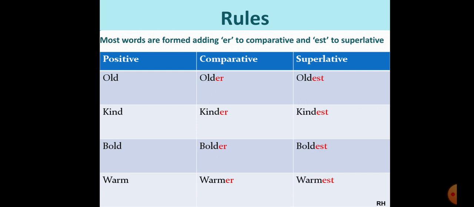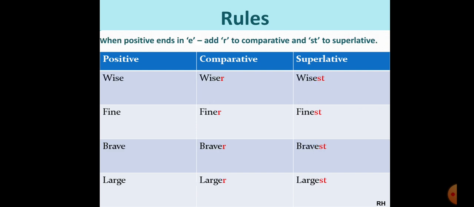Let's look at the other rule. When the positive word ends in E, okay, you can see in wise the word is ending with E. So what we will do, we will not add ER and EST, we will simply add R to comparative and ST to superlative because we already have E at the end, right? So wise becomes wiser in comparative and wisest in superlative. You add R to comparative, ST to superlative.